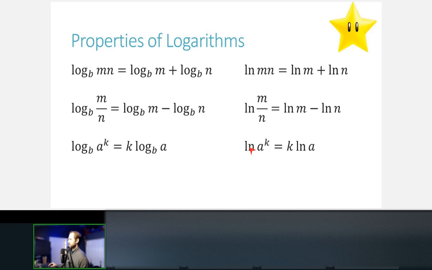What is natural log? We went over it yesterday. How can I write natural log as a log? Yep, log base e. Natural log is just log base e. All right.